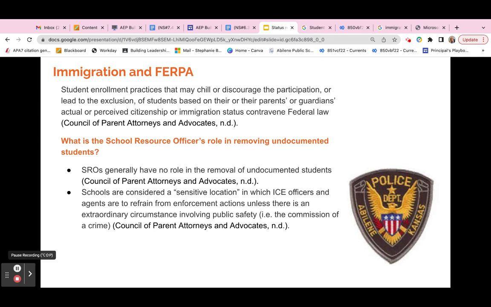So what is our school resource officer's role in removing those undocumented students? SROs generally have no role in the removal of those undocumented students, and schools are considered what they call a sensitive location in which ICE officers and agents are to refrain from enforcement actions unless, again, coming back to extraordinary circumstances, there's a risk to public safety, health, or emergency situations.